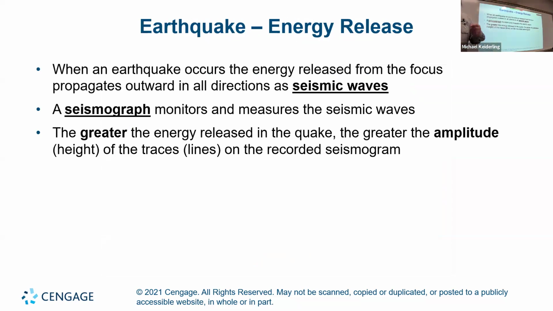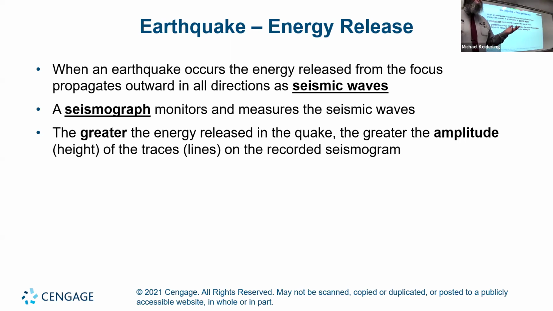And when an earthquake occurs, the energy gets released from the focus. It propagates outwards in all directions as seismic waves. These can be measured with a seismograph that monitors and measures these seismic waves. And the greater the energy released by the quake, the greater the amplitude of these waves, the height of the lines on the seismograph, and thus the higher it rates on the Richter scale.